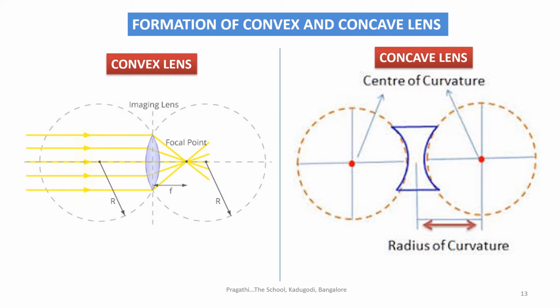Formation of a convex lens. How is it manufactured? See, here two circles are drawn and the overlapping portion is taken, and it becomes a convex lens. And if two circles are drawn, the gap between the two circles forms a concave lens. You should remember.